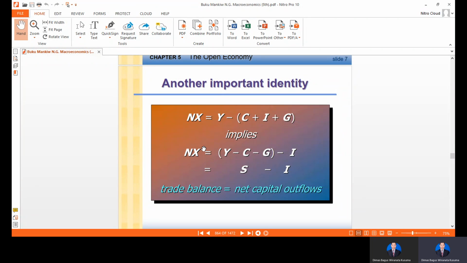And here is another important identity equation. In the previous discussion we learned that NX equals Y minus C minus G minus I. If you open the brackets, you can take the I out of the brackets, and you see that Y minus C minus G is basically saving.